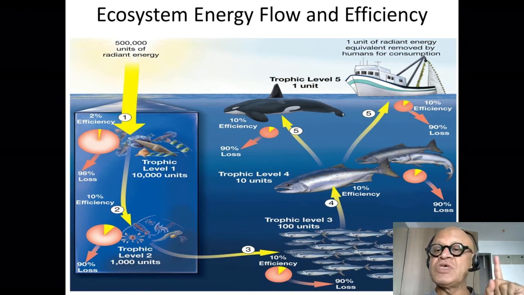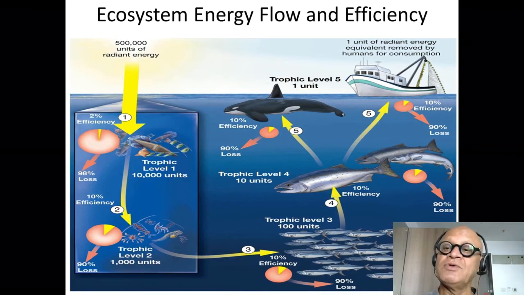Okay, so we are catching the fish also at some level, and we are also consuming at about 10% efficiency and throwing away 90% of the energy. Okay, which means just to feed 1 unit of energy to a dolphin, we need to produce 10,000 units of energy in the phytoplankton, which are working at 2% efficiency. They are going from 500,000 units down to 10,000 units.